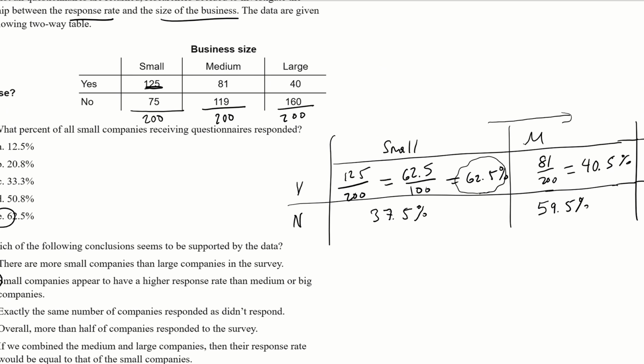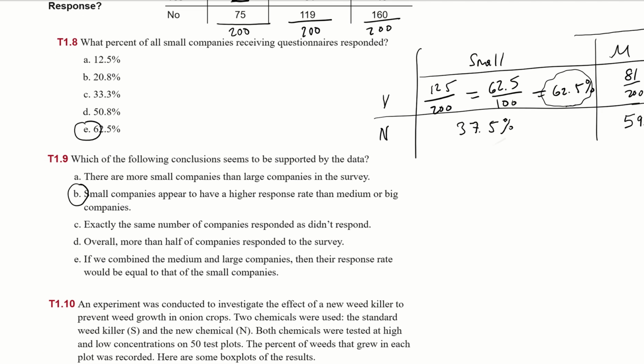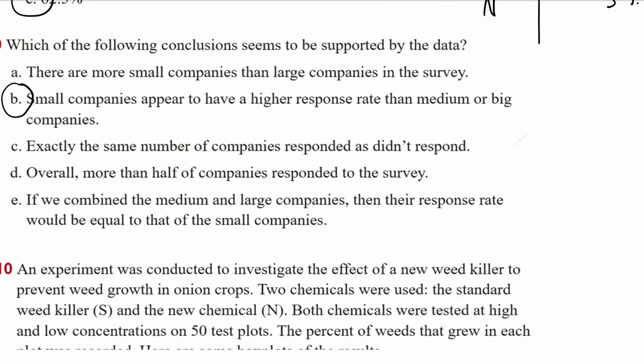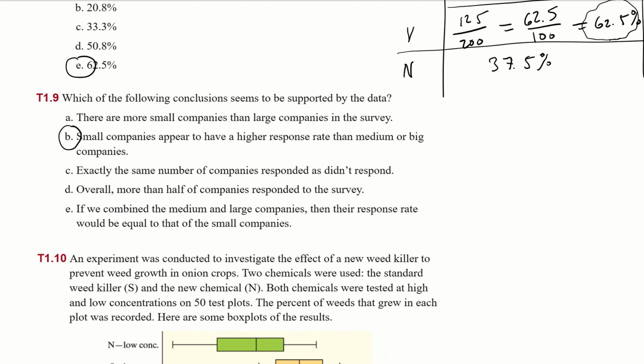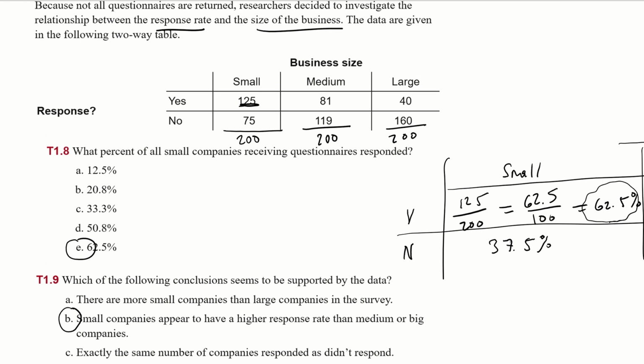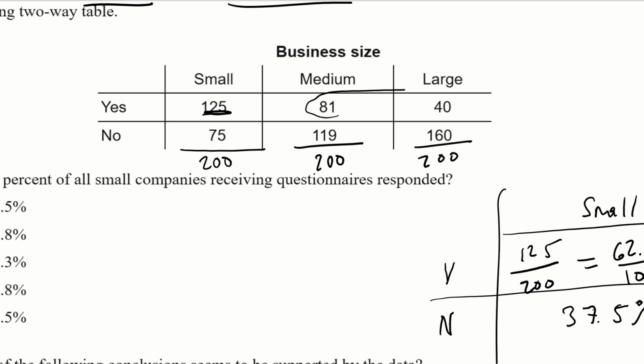Well, it's likely to not be because if you look at the ones that did not respond, a couple of them are already over 100. So that's likely not to be true, right? If you just quickly look at that, that's not going to be true. If we combine the medium and large companies, then their response rate would be equal to that of the small companies. Let's see, medium and large companies. If I add these up, I get 121, which is definitely not as big as the small companies.